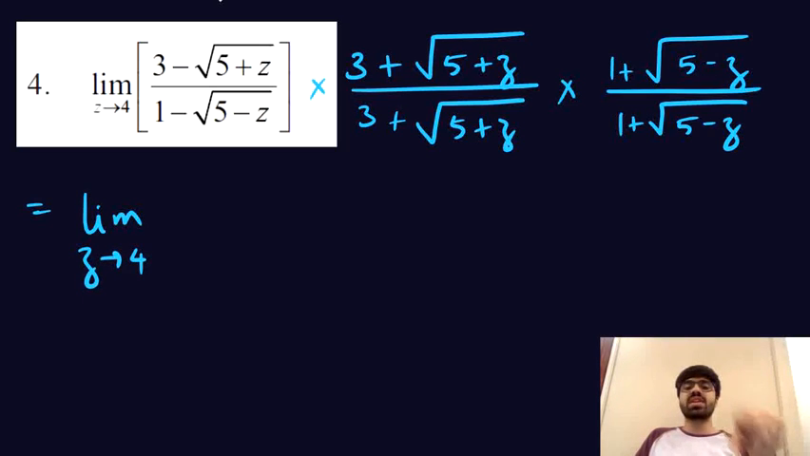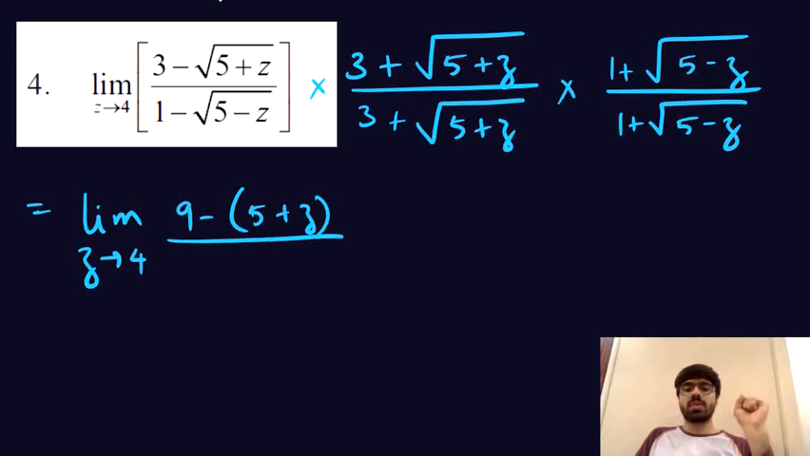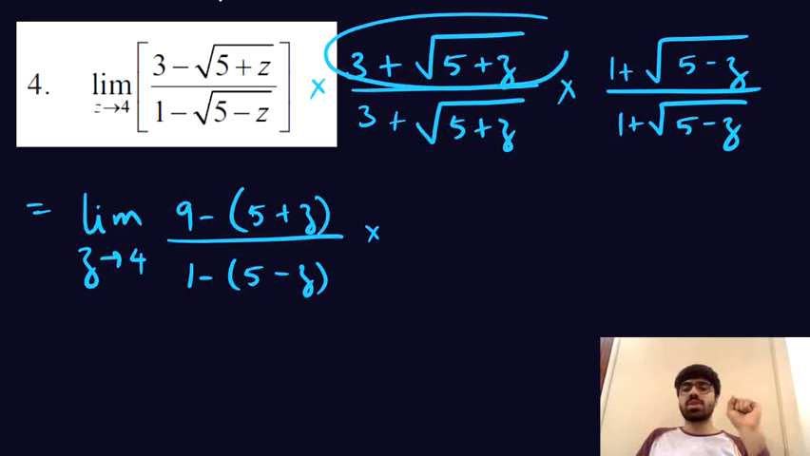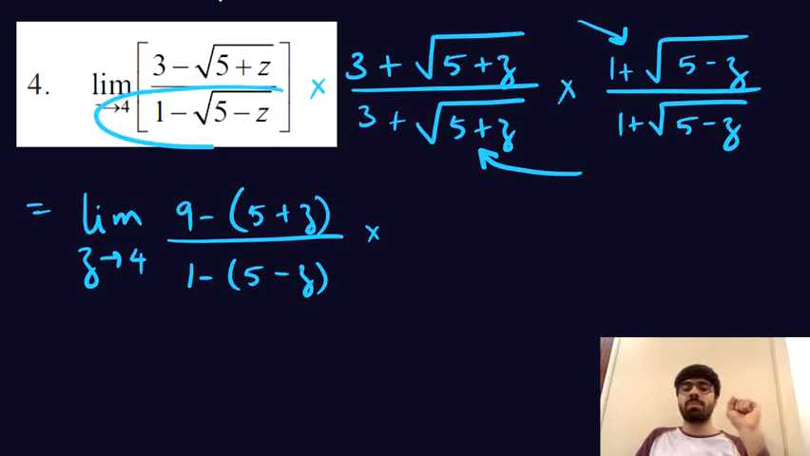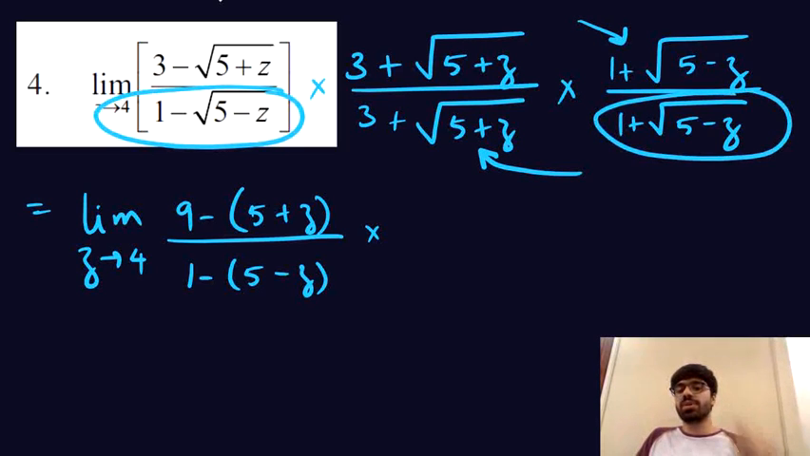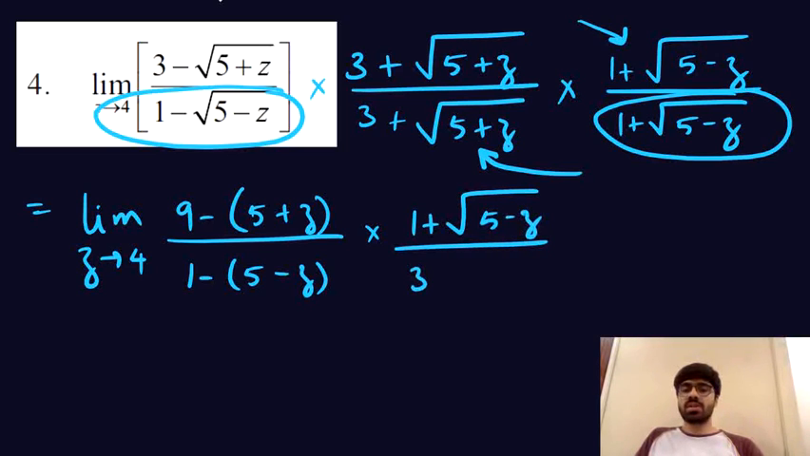The numerator will be a square minus b square. So 9 minus 5 plus z. The denominator will also be a square minus b square, that is 1 minus 5 minus z into, you have clubbed this term in the numerator. So the numerator will have this term left with it, and the denominator will have this term left with it because you had combined this term with the term here. So in the numerator you are left with 1 plus root over 5 minus z, and in the denominator it is 3 plus root over 5 plus z.